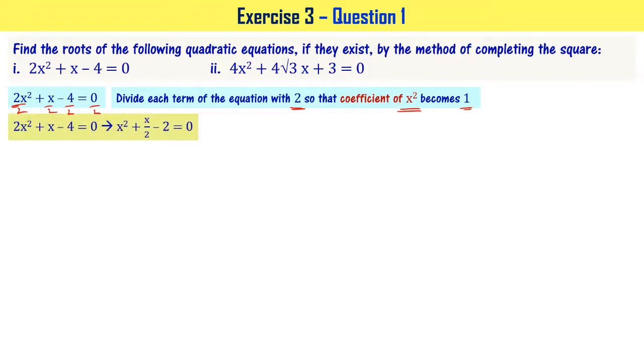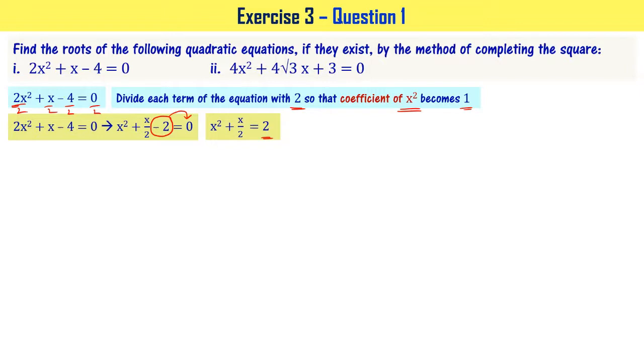Now the equation becomes x square plus x by 2 minus 2 equal to 0, right? Let me rearrange this equation such that I can write it as x square plus x by 2 equal to 2. What I have done, I have transposed this minus 2 to the other side so that it becomes plus 2 here. x square plus x by 2 equal to 2 is the equation we have, right?